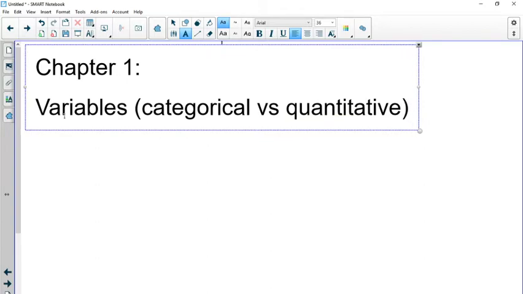If I give you a variable, you should be able to tell me whether it's categorical or quantitative, and what exactly is being measured and all that good stuff. So categorical and quantitative variables. We started by talking about categorical data.